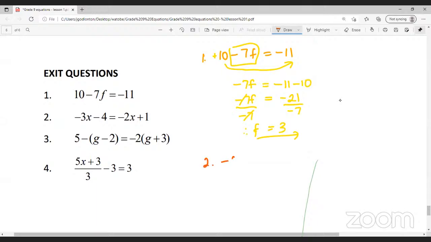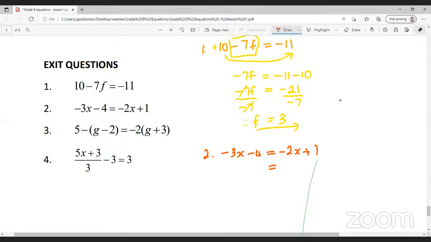Okay, let's have a look at 2. So for 2, we have negative 3x minus 4 equals negative 2x plus 1. I'm just going to go over these quickly, guys, because our time is running out. So I'm going to move this 3x onto that side and the 1 onto this side. And I'll have negative 4 minus 1 equals negative 2x plus 3x. So I have a single x equals negative 5. Okay.